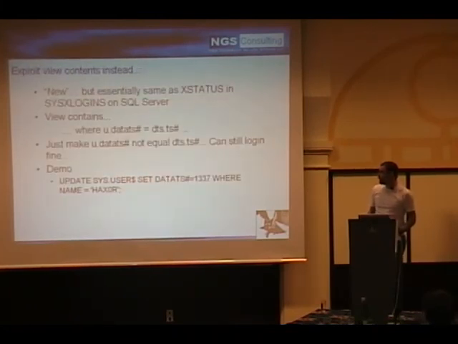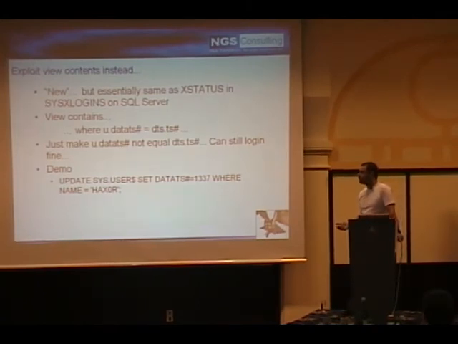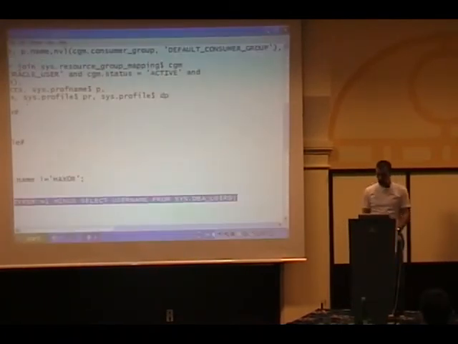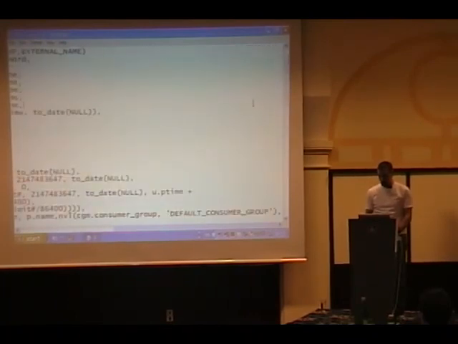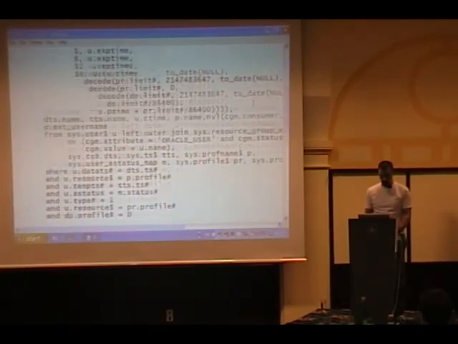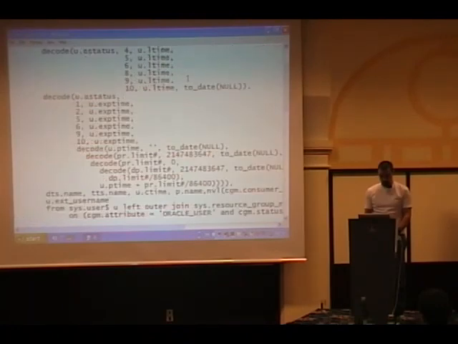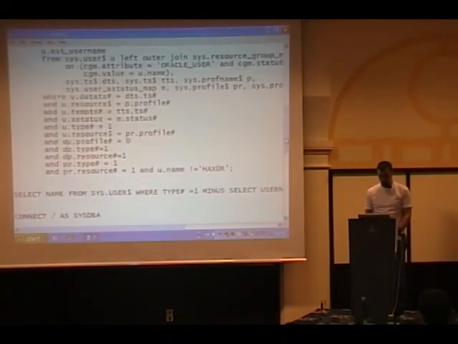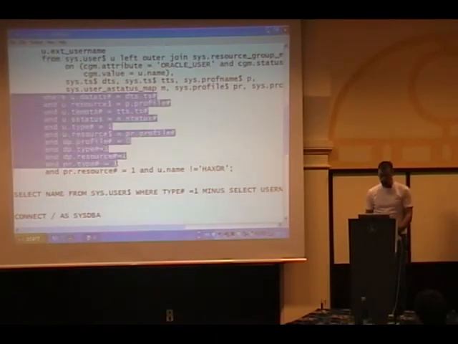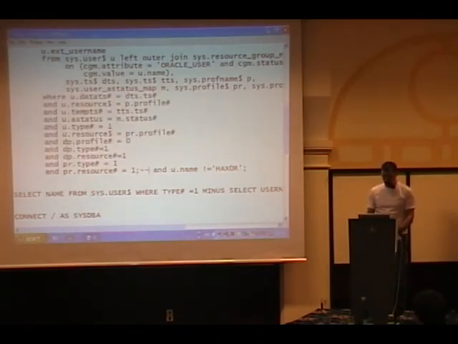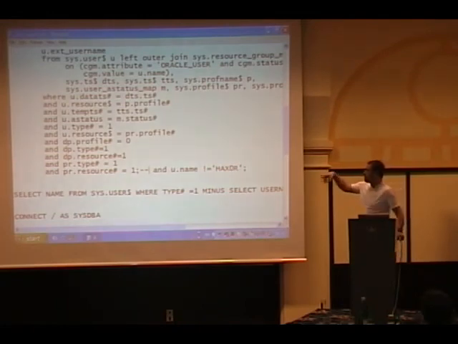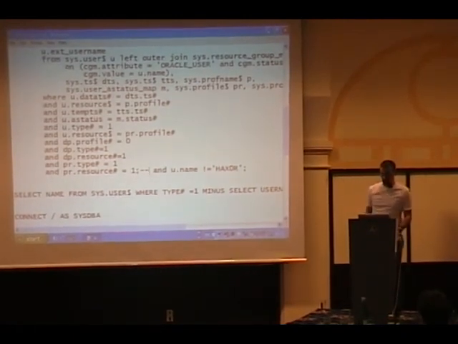So rather than actually modifying the view itself, another way of achieving the same thing is to exploit the view contents instead. What do I mean by that? Well, if we look at the text of the view, there's a whole bunch of predicates down here, essentially the where clause. Now, all we need to do is pick one of these and make it not true, and ensure that we can still log in with that account.